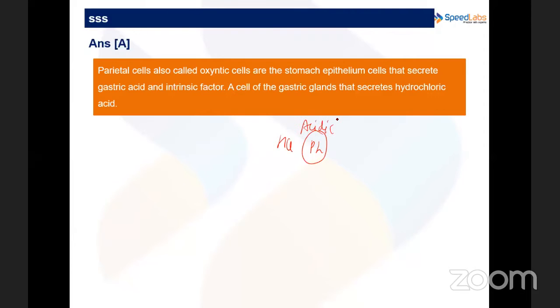And what is the function of intrinsic factor? That is absorption of vitamin B12. So that is the main function of intrinsic factor. I hope this question is clear to you, as the same type of question I have discussed earlier in my class. Now let's look at the other question.